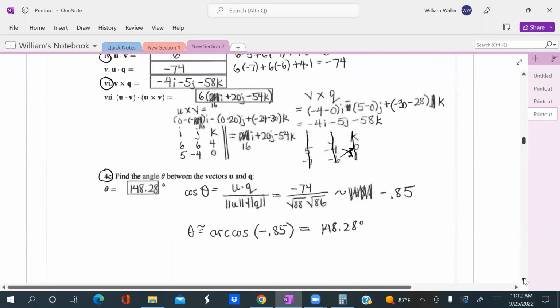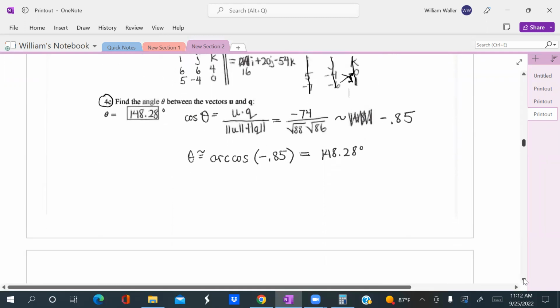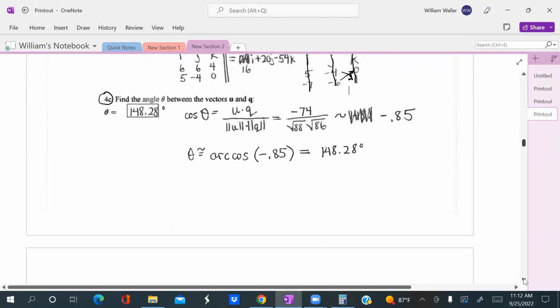Now, where do we use cross products and dot products? In 4C is an example of where dot products, for instance, are useful because that allows us to calculate the angle between two vectors.